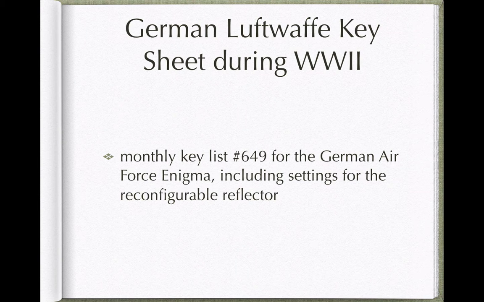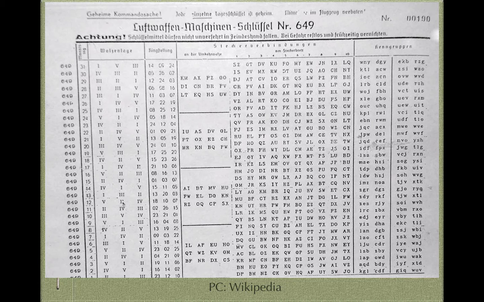So for example, here I have a German Air Force key sheet. It's called monthly key list number 649, which was captured during World War II. So this is the original key sheet. Everything is written here in the German language. Here is a rough translation of what is written here.